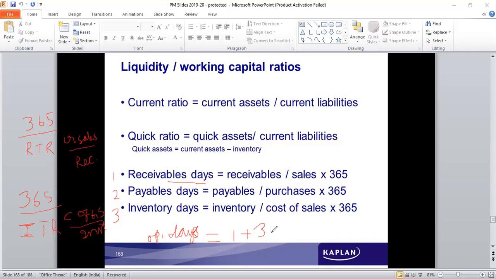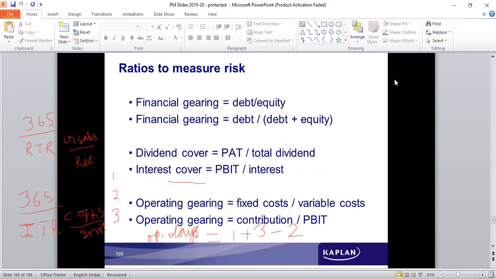minus the payables days. So the current assets into which the amount is invested, how many days it takes, and from that, what relaxation they can have in terms of making the payment to the suppliers. That talks about operating cycle days. So these ratios, anything taken up according to the requirement to understand the short-term position of the business, we call liquidity ratios or working capital ratios.